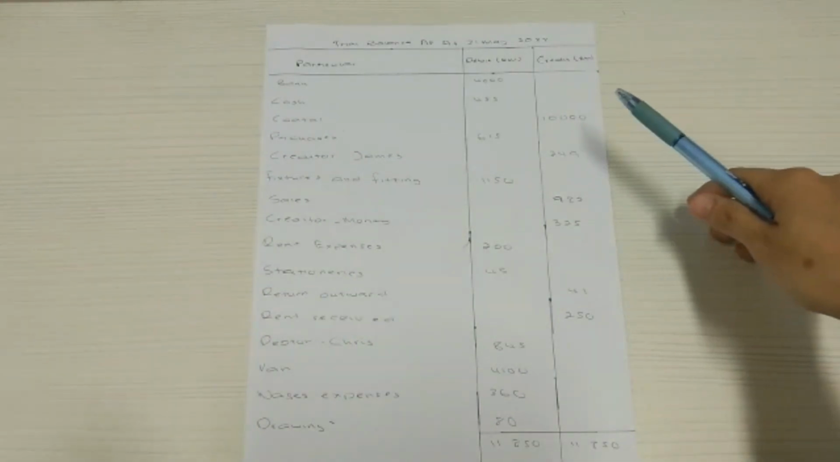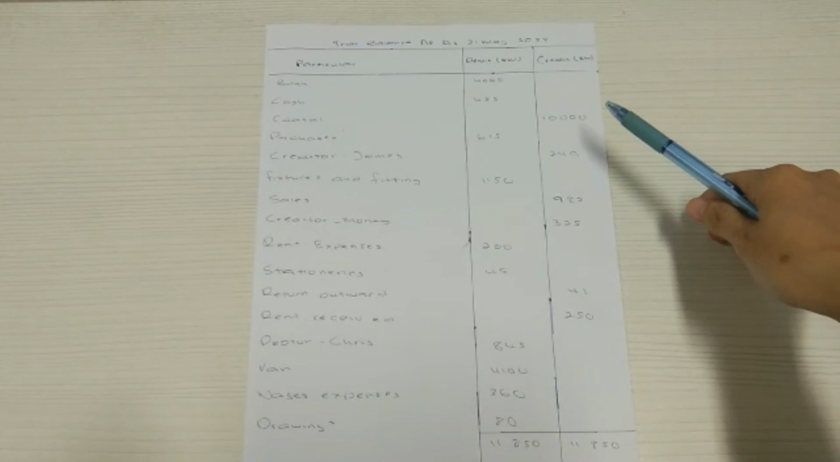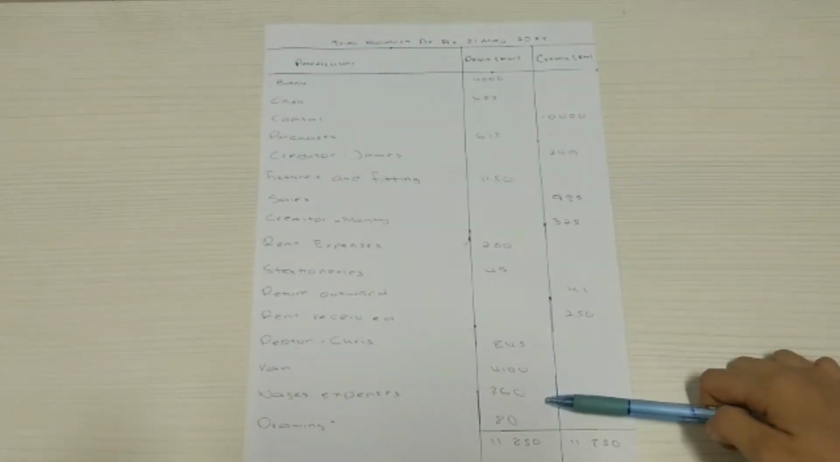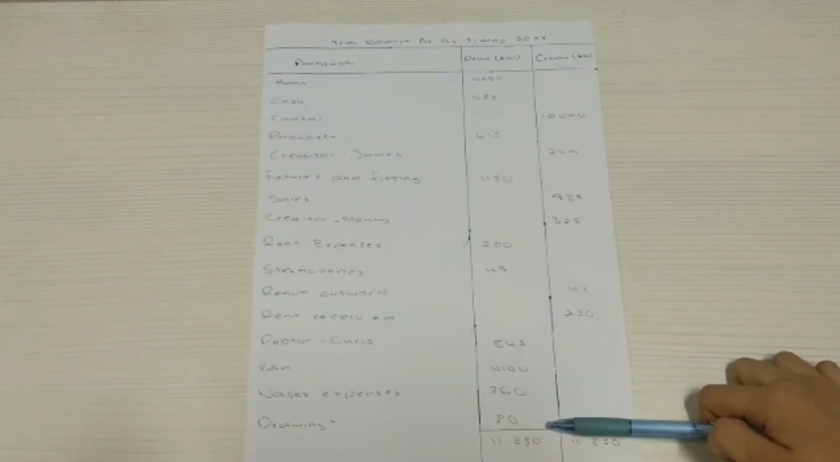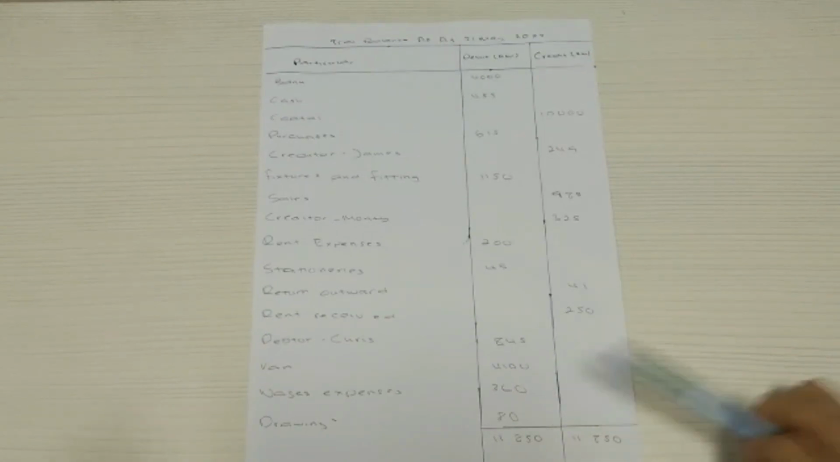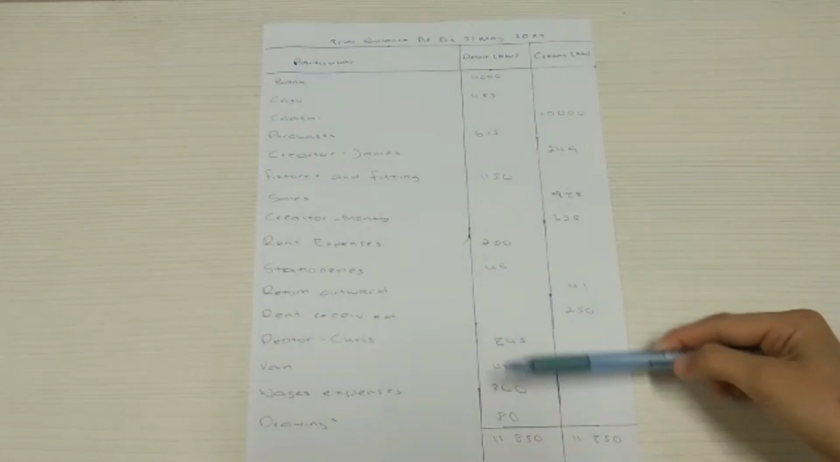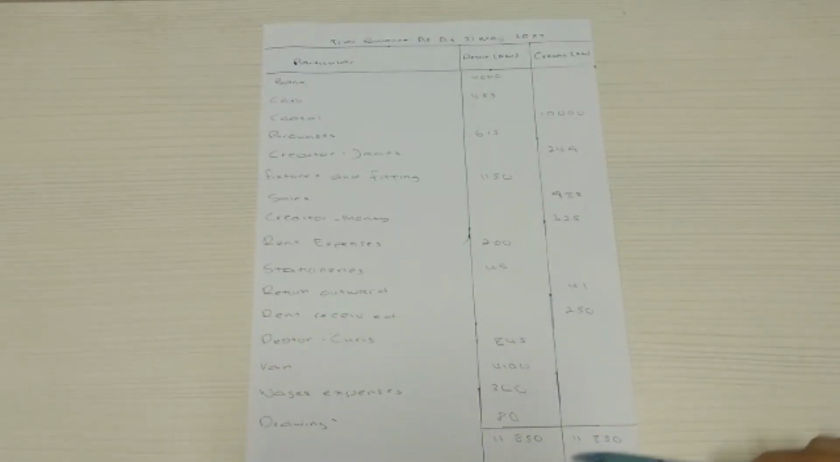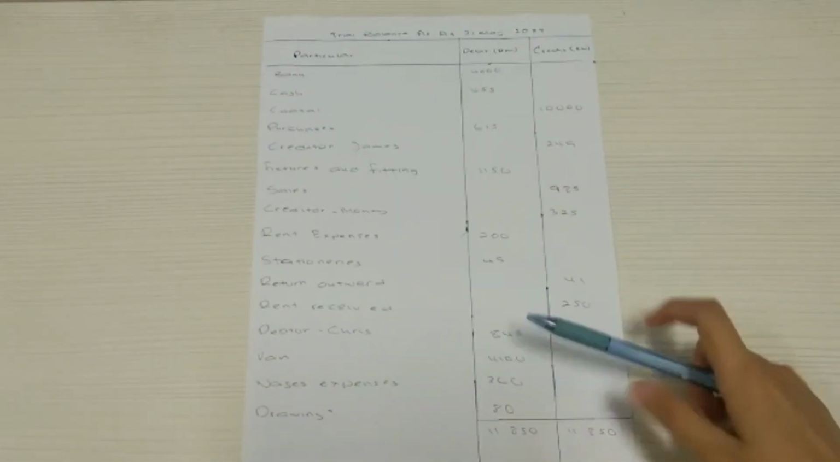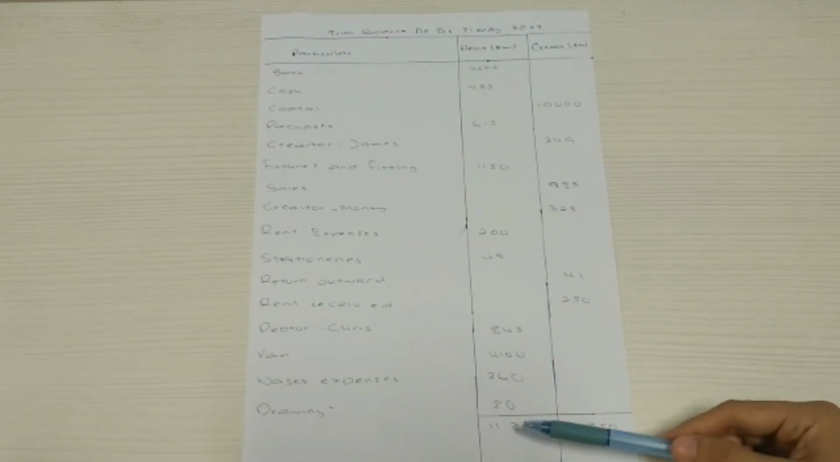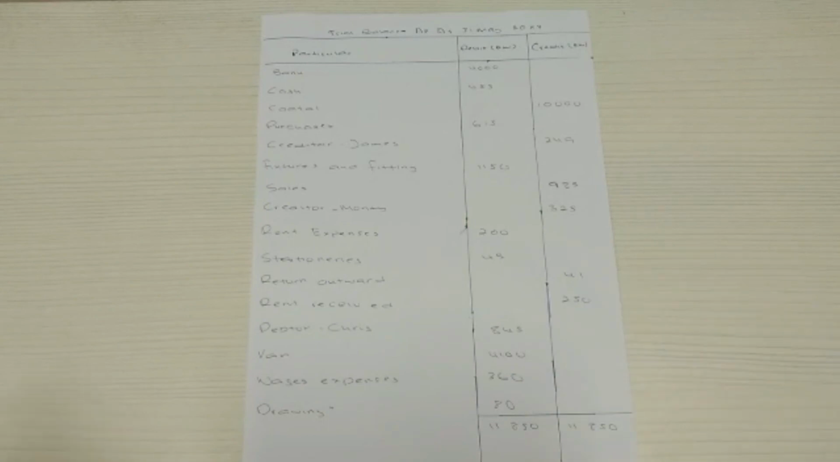Second, compute the total of the debit balances and the total of the credit balances. Verify that the total debit balance equals the total credit balance. The amounts should be the same. Okay, which is this. Okay, that's all.